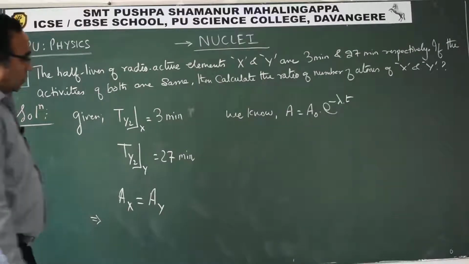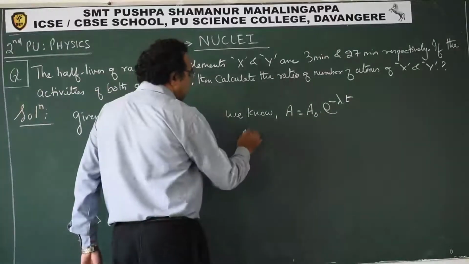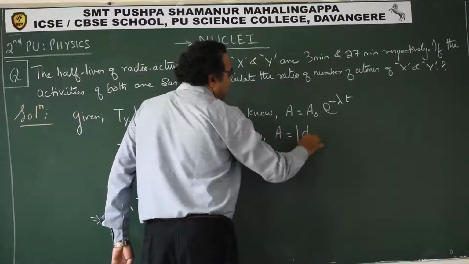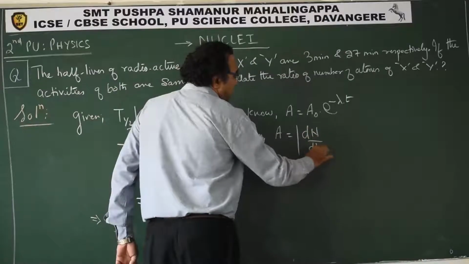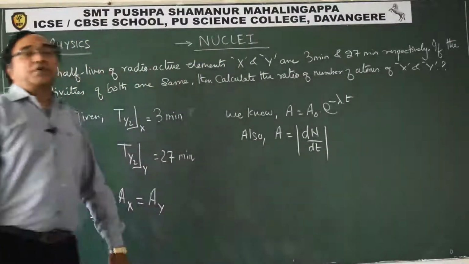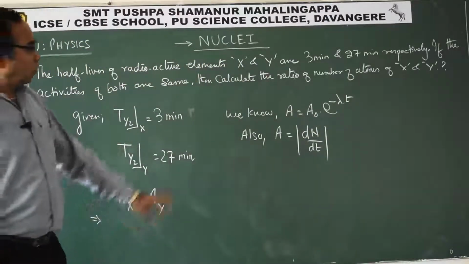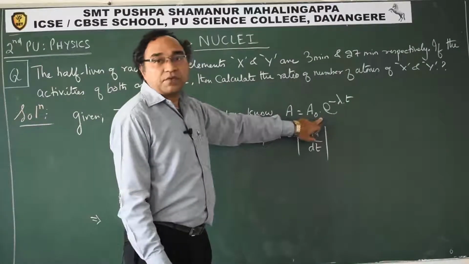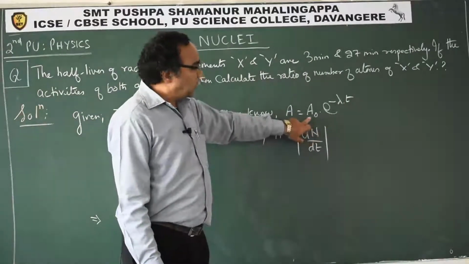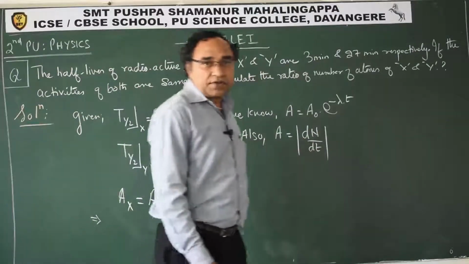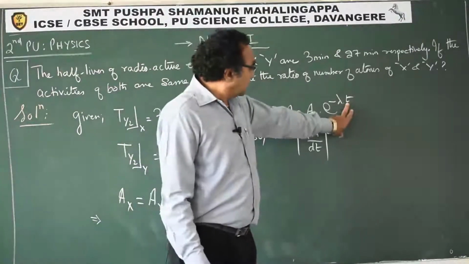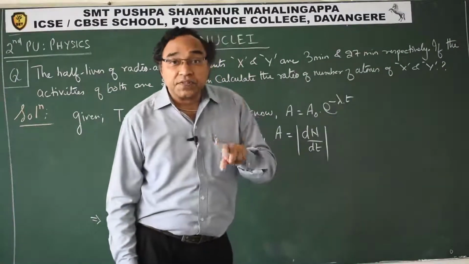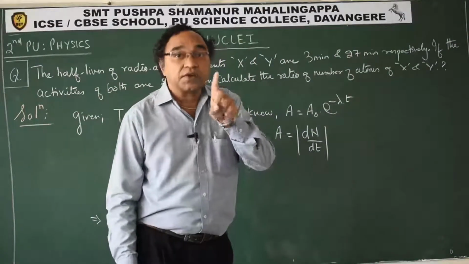This is what we have. Also, activity is magnitude of dN by dt. This is what we know. So out of these two, which one will be used? See, we cannot use this equation because initial activity is not known to us, it is not given. Second, this T is also not known. At what instant they are having same activity, that is also not given.